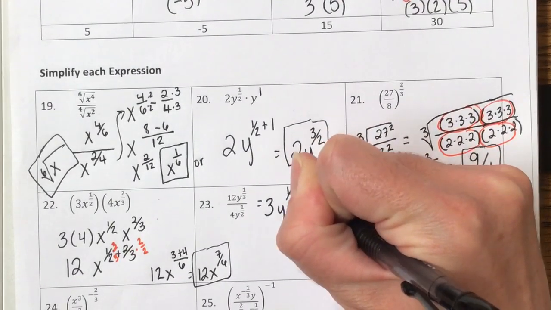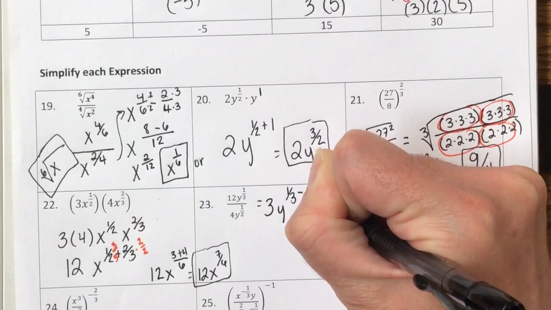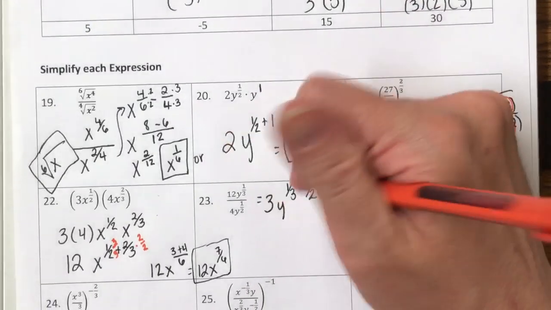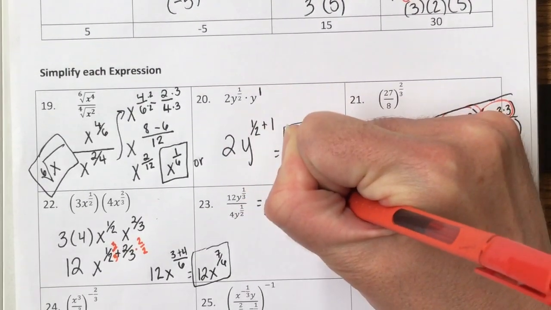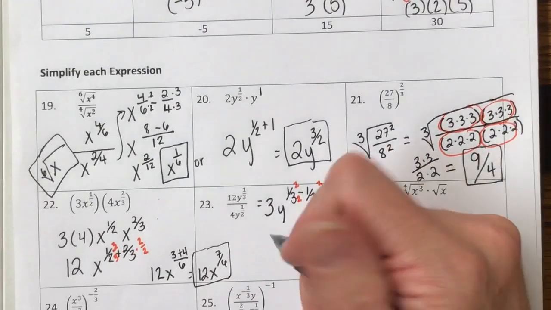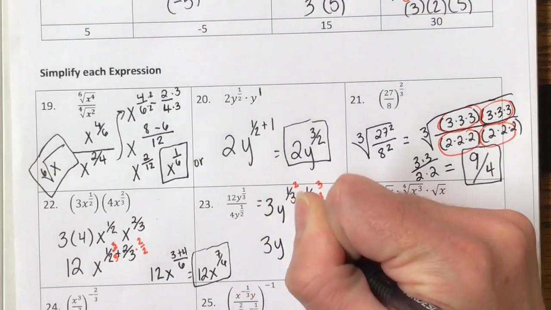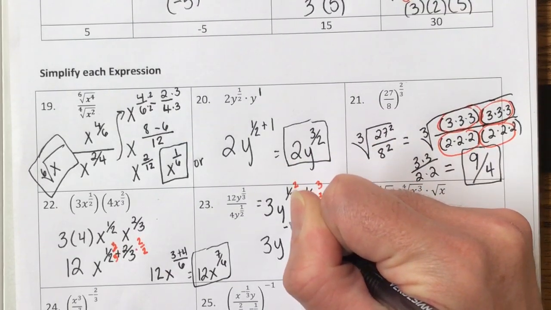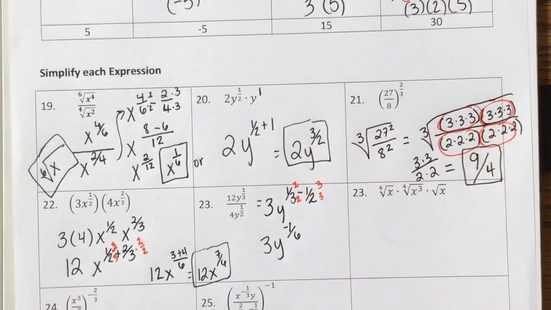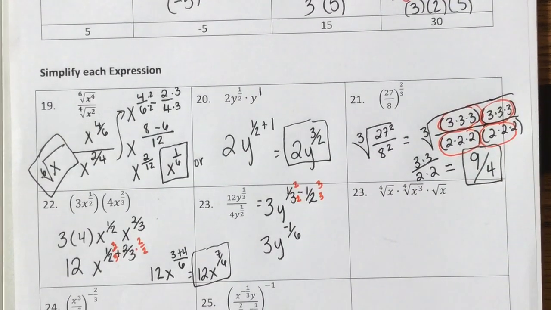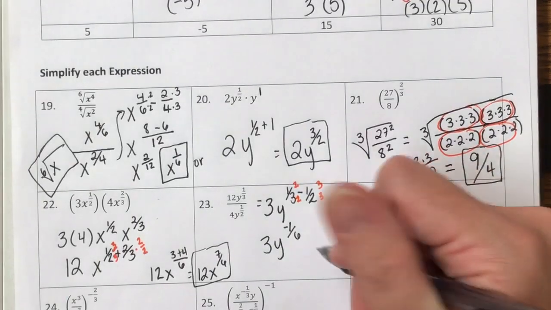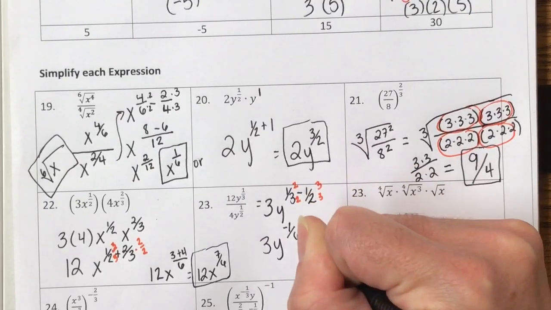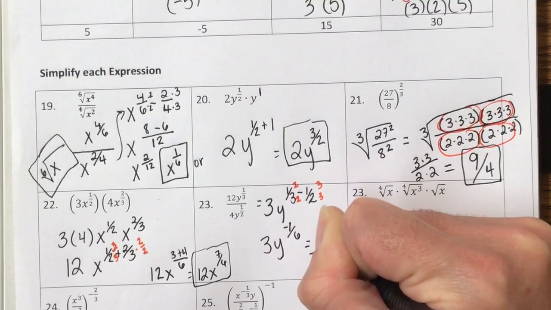And then, going to use the quotient rule, same base, subtract exponents. So 1/3 minus 1/2. So again, common denominator, which is 6. So times by 2, times by 2, times by 3, times by 3. So it becomes 3y to the, well, 2 minus 3 is -1, -1 over 6. Well, we're not allowed to have negative exponents. So move it to lose it. So 3 over y to the 1/6.